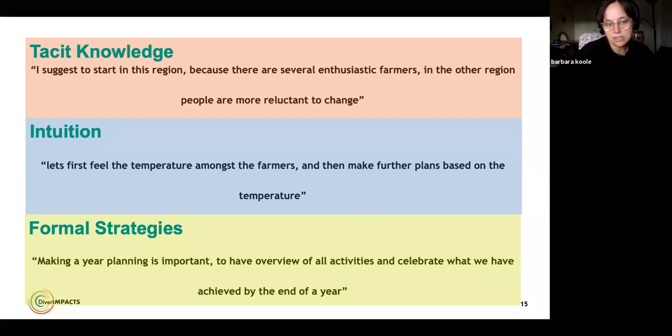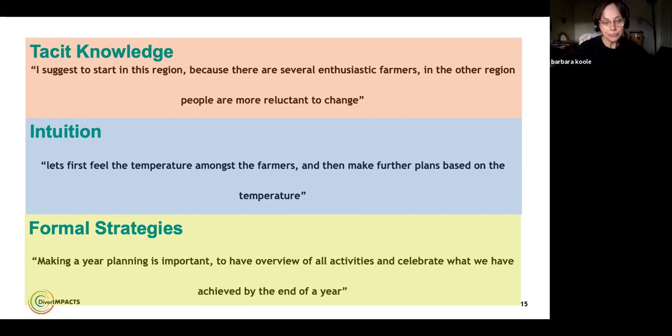The second one is more intuition. And I think this is the most difficult one to actually influence and to learn. However, it's very crucial in fostering trust. So yeah, how do you actually do that? Feeling the temperature amongst farmers. I think it's something that a very good project leader is very good at doing. However, how do you do that?